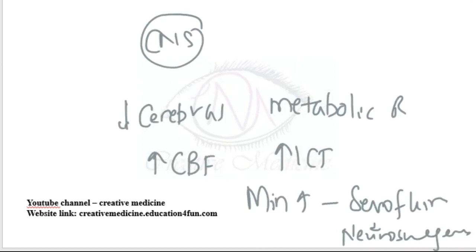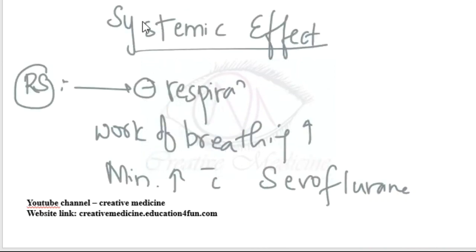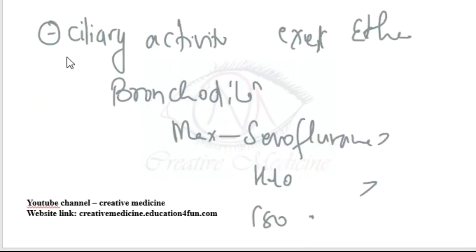So, summary of systemic effects of inhalational anesthetics. On respiratory system, the inhalational anesthetics will inhibit the respiration, work of breathing is increased, and minimum increase in work of breathing is with sevoflurane, whereas maximum increase in work of breathing is with halothane. These inhalational anesthetics will inhibit the ciliary activity except the ether. They are bronchodilators. So bronchodilation is maximum with sevoflurane followed by halothane followed by isoflurane.